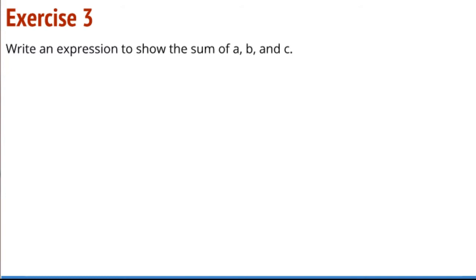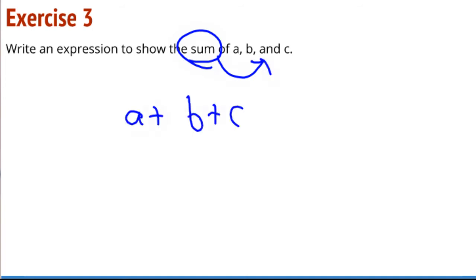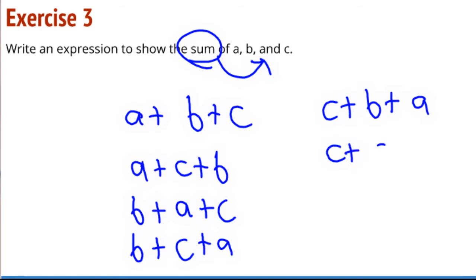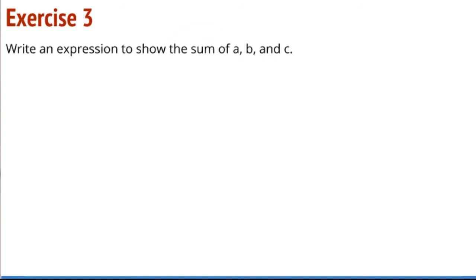Write an expression to show the sum of A, B, and C. And of course, your brain should say, hey, that's addition. And of course, there's lots of ways we could write this. I could write A plus C plus B, and I could write B plus A plus C, and I could write B plus C plus A, and I could write C plus B plus A, and C plus A plus B. Got lots of ways we could write this one. Lots of ways to make models, too.